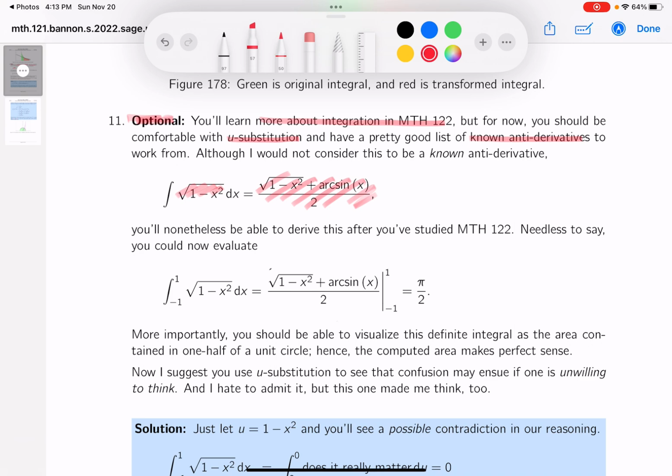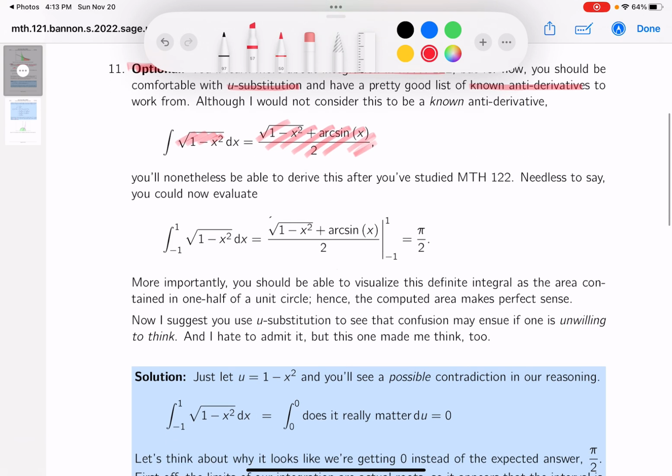So what I'm going to claim is, if you were asked to do a definite integral between -1 and 1 of the root of 1 minus x squared dx, I would like to visualize it first. If you visualize this, the integrand looks like a semicircle between -1 and 1, and you're looking at this area.